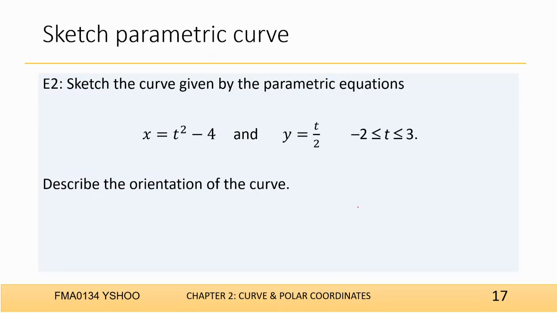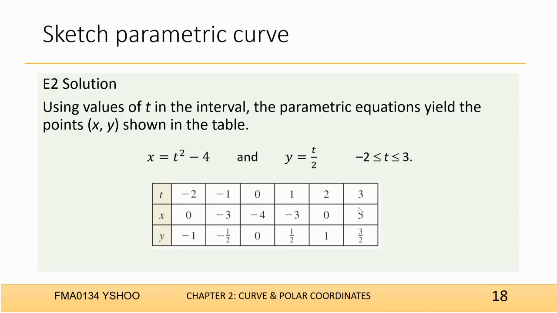Okay, so let us look at the second one. Sketch the parametric curve of this one and describe the orientation of the curve. As we did just now, this is t, this is x, this is y, and over here they already gave you the range: the domain of t is from -2 until 3. Generally we just take the integers.